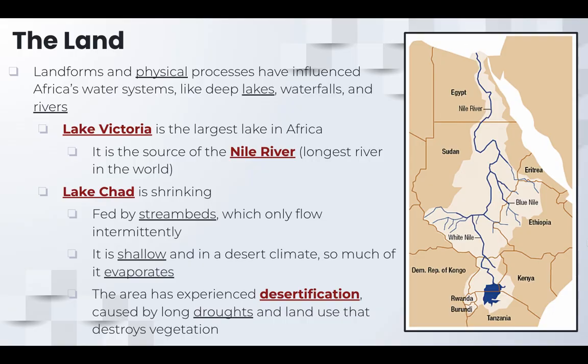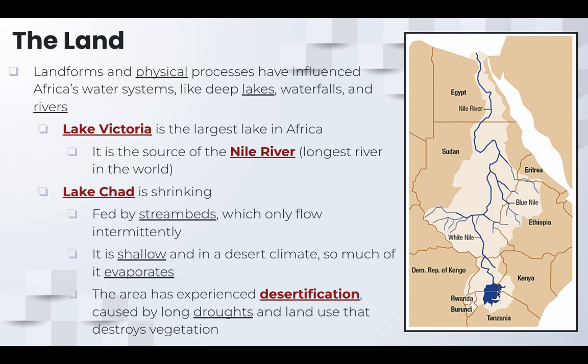So landforms and physical processes have influenced Africa's water systems. There are a lot of deep lakes, like Tanganyika, which we just talked about, waterfalls, which we talked about, and rivers. The largest lake in Africa is Lake Victoria, and this is actually the source of the Nile River, which happens to be the longest river in the world. It is right here, and there are mountains around here. In the springtime, the snow melts off those mountains and flows down into this lake.